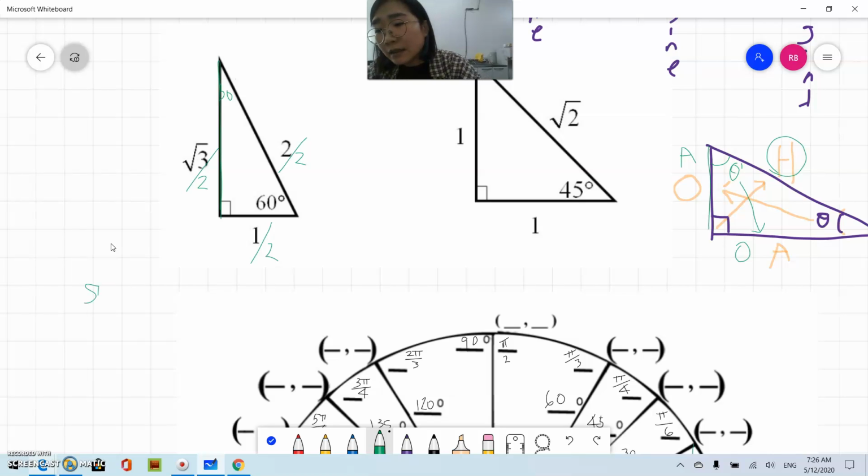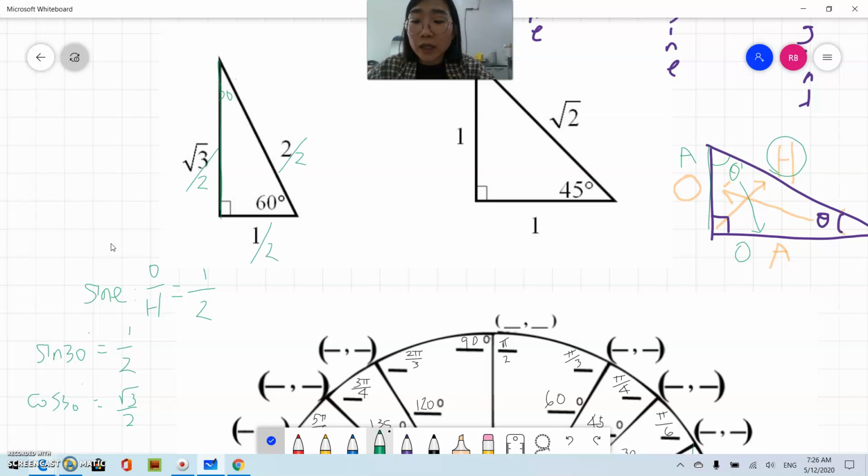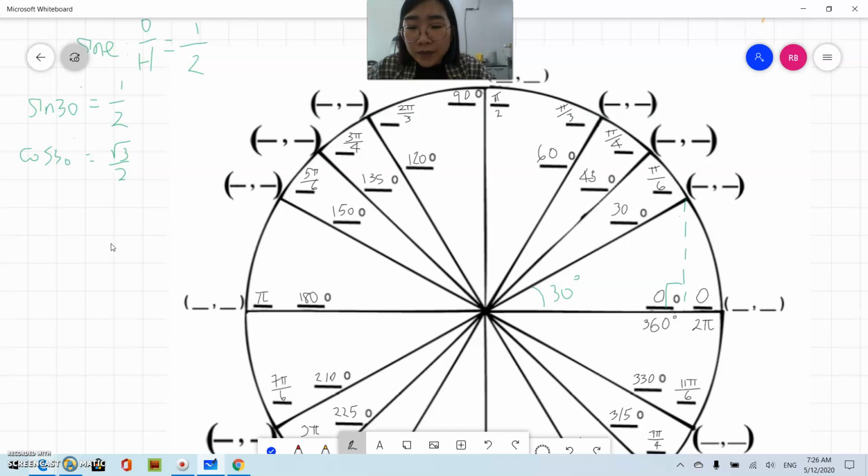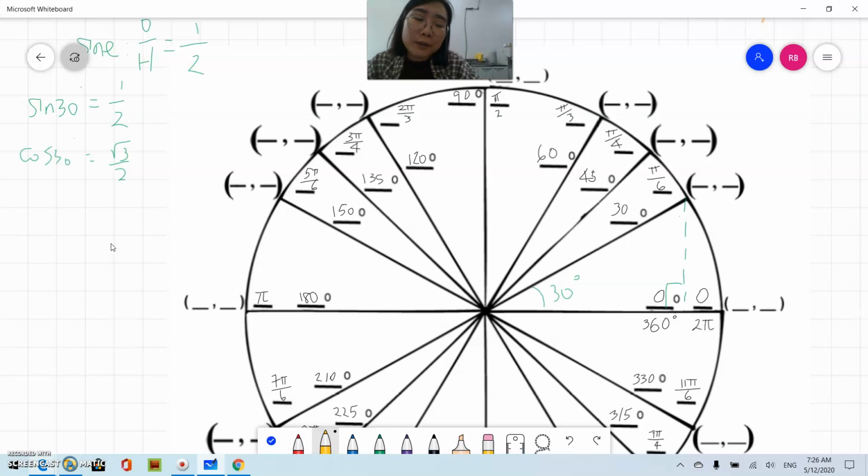And sine is opposite over hypotenuse, and since hypotenuse is 1, I can just write whatever is in the opposite, which is 1 over 2. So basically, sine of 30 is 1 over 2. And then cosine of 30 is square root of 3 over 2. Always, always, for 30 degrees. But what is interesting, I'm going to show you now, is this. Do you remember how I said the adjacent is square root of 3 over 2, and opposite is 1 over 2?